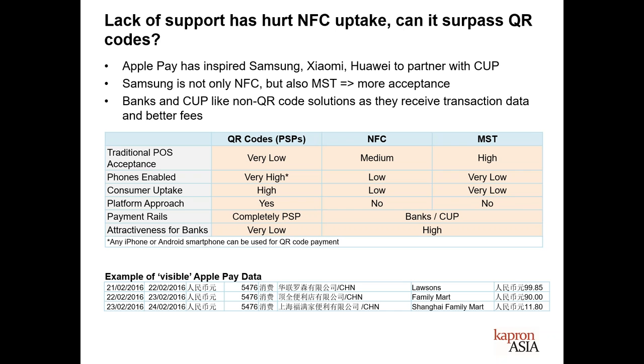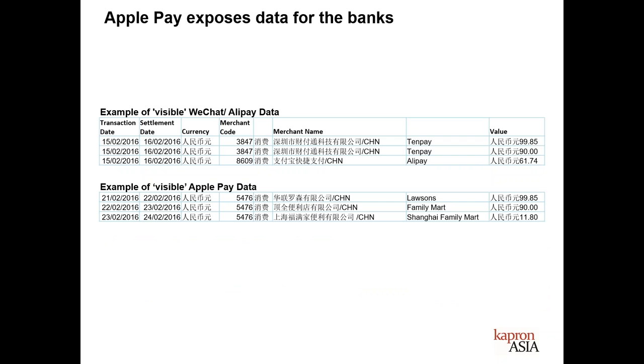They can see if a person used their payment method in a Family Mart or whether it was a Lawson's convenience store. With these payment methods, they really see this data. And shifting to the next slide, Apple Pay, it just confirms that Apple Pay shows this data for the banks.